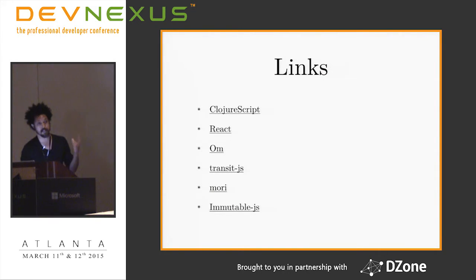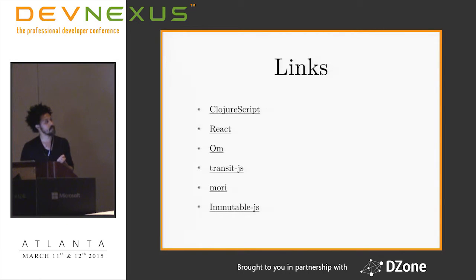Here are some links. I highly recommend checking all this stuff out. Again, look at ClojureScript and Om. Even if you don't intend to use it, it will probably lead you, if you're heavily invested in JavaScript, to related JavaScript projects. There are links for TransitJS. There's also something called Mori, which I maintain.